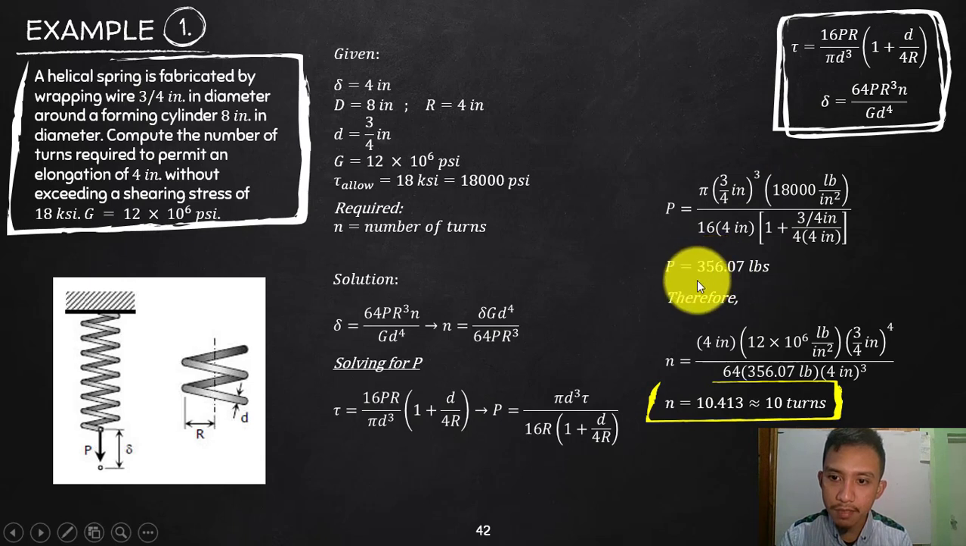Therefore, that is the P that we will be using to solve for the number of turns for us not to exceed the 4 inches. So going back to what we derived, substitute what we need.